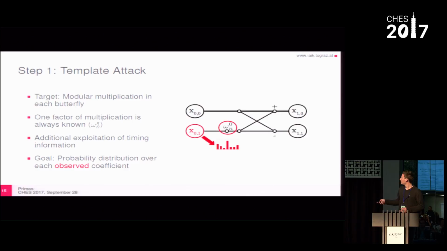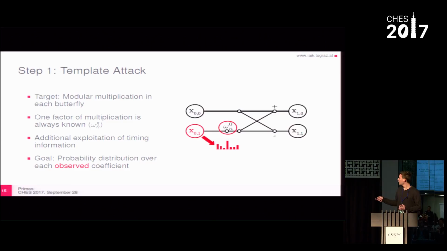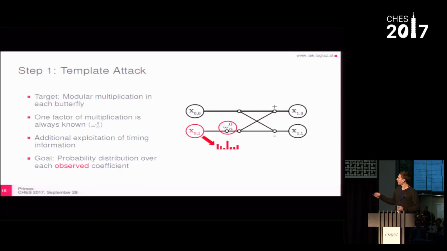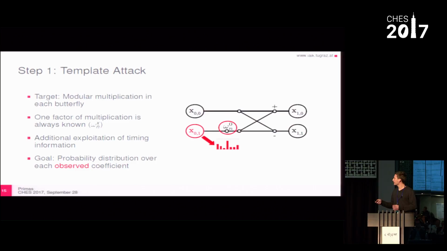OK, so what do we actually attack in step one? As you know, we just have a modular multiplication, addition, and subtraction here in this butterfly. And we attack mainly the modular multiplication here. One thing about this multiplication is that we already know one of the factors. It's this twiddle factor, and this is predefined by the encryption scheme, more or less. So what we then want to do is recover the second factor of this multiplication, in this case, this x01. And we additionally also exploit some timing information, because while the multiplication is constant time, the reduction afterwards is not, at least in the implementation that we are analyzing here.